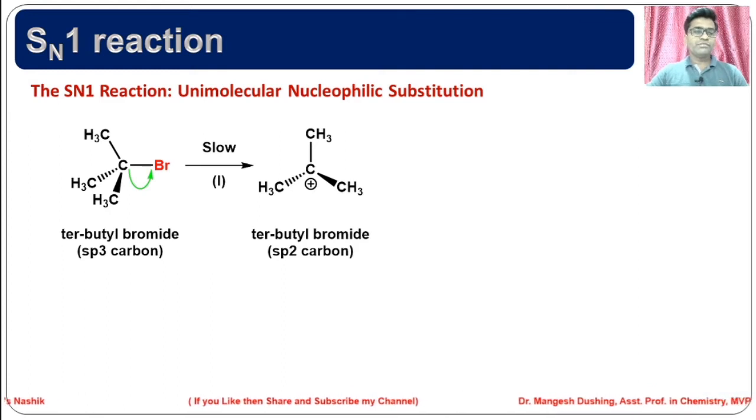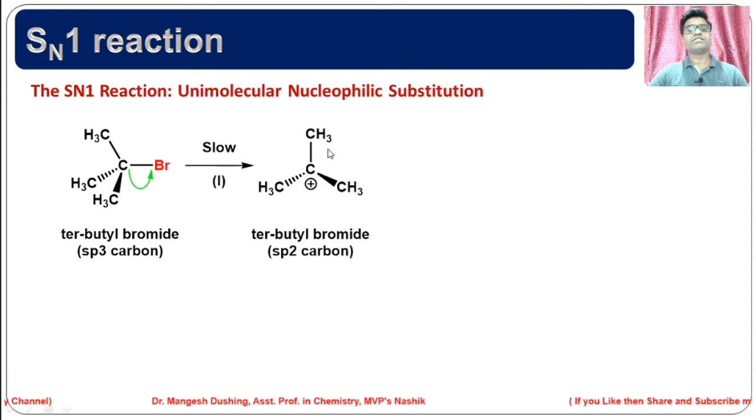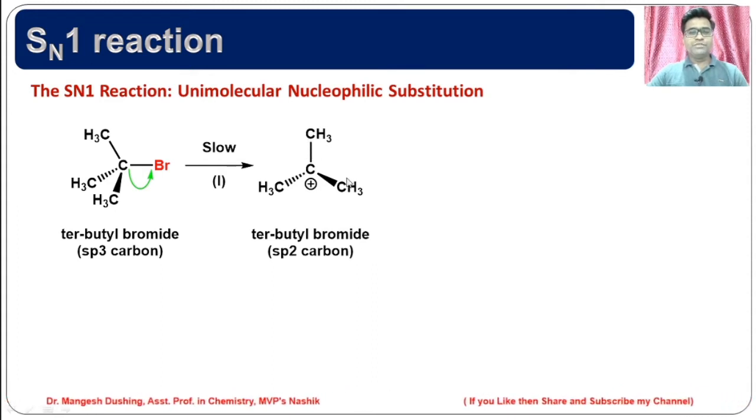So after breaking this C-Br bond, carbon becomes electropositive. So this is the geometry. Now this is the tertiary butyl cation. This carbon should be an sp2 carbon. So the geometry of this carbocation is planar. The angle between any two methyls, that is methyl carbon methyl, is 120 degrees.